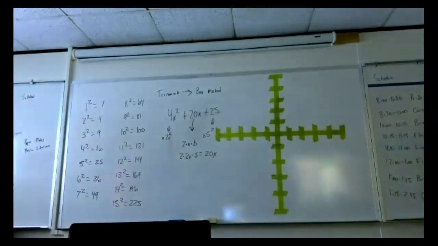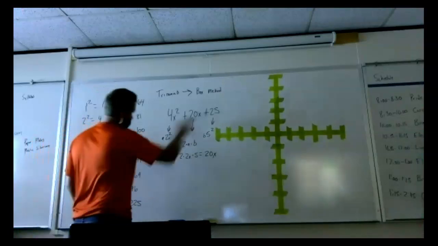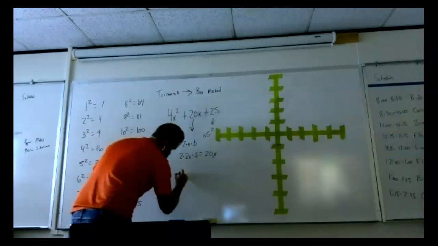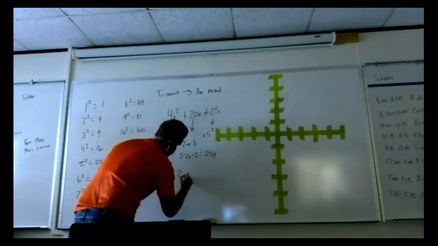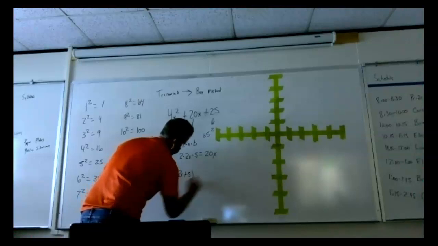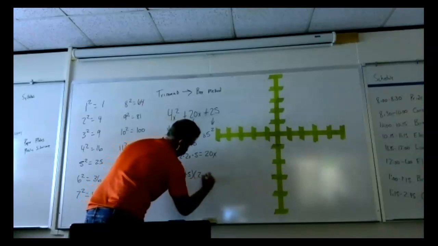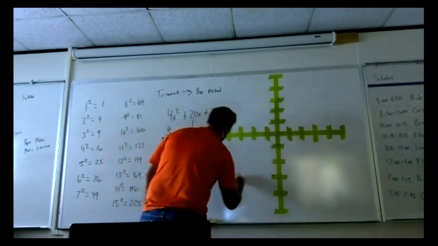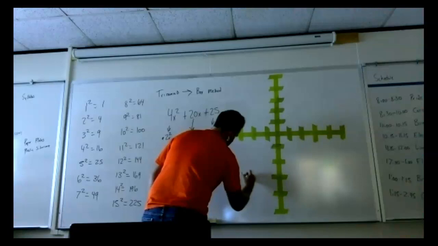And if we were paying attention, we know which format it already fits. The middle term is positive, and our last term is positive as well. So this is going to fit as 2x plus 5 times 2x plus 5. Or we can present it as 2x plus 5 squared.